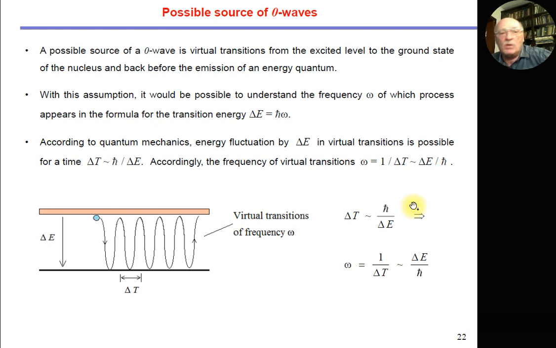A possible source of zero wave is virtual transitions from the excited level to the ground state of the nucleus and back before the emission of an energy quantum. With this assumption, it would be possible to understand the frequency ω of which process appears in the formula for the transition energy ΔE equal to ħω. According to quantum mechanics, energy fluctuation by ΔE in virtual transitions is possible for a time ΔT of order ħ divided by ΔE. Accordingly, the frequency of virtual transitions will be of order ΔE divided by ħ.